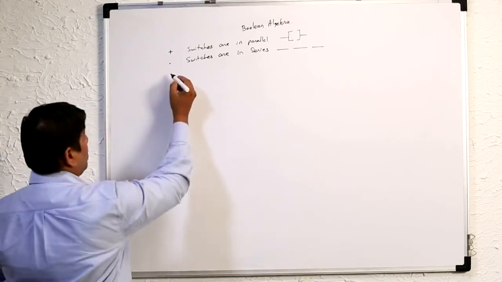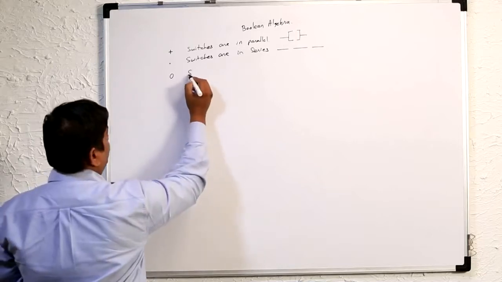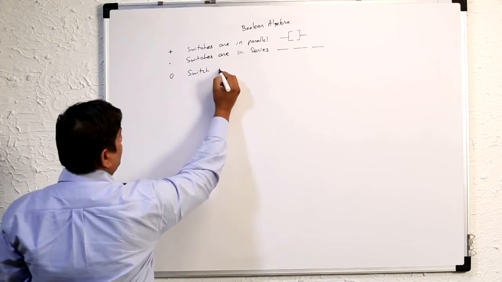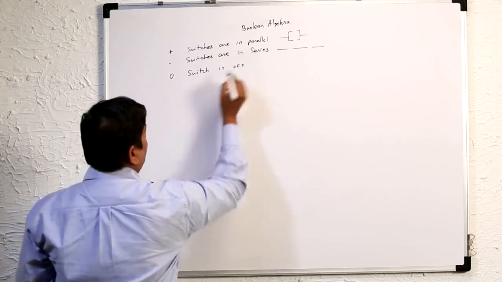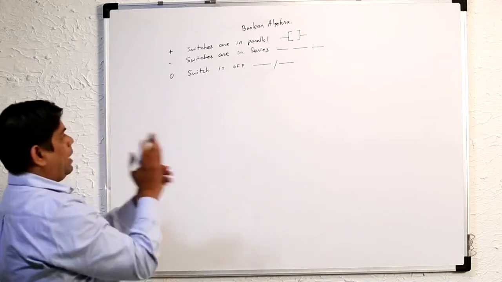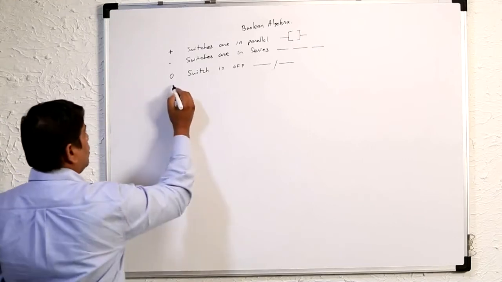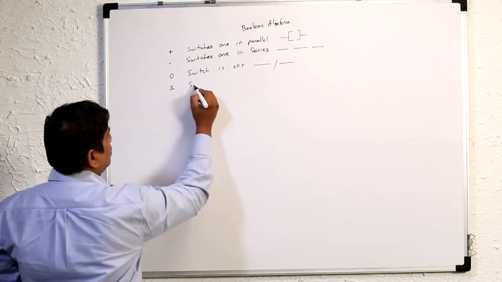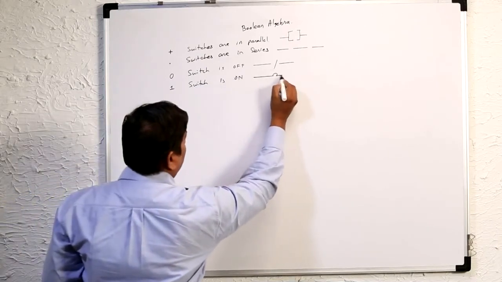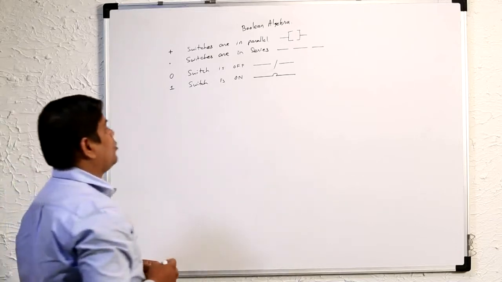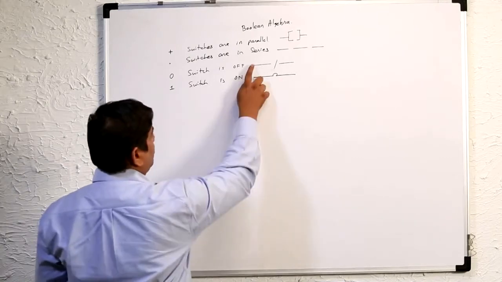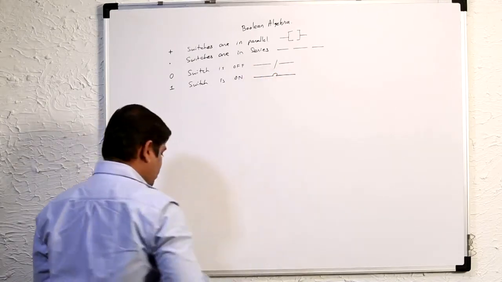We say 0 means the switch is off, and we denote it like this, to indicate that there is a break in between. 1 means the switch is on, and I will denote it like this. That means if you supply current here, then current reaches here, whereas in an off switch, if you supply current here, there is no way it can reach here.